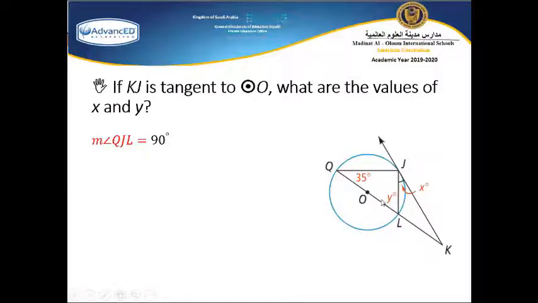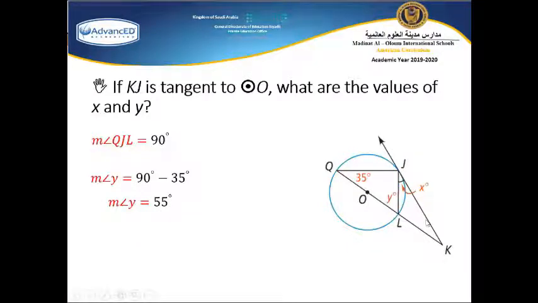Then we can find the measure of angle Y by subtracting from the interior angles of the triangle, or by subtracting from 90, because the sum of angle Q and angle Y equals 90 degrees in the triangle. Then angle Y equals 90 minus 35 equals 55 degrees.